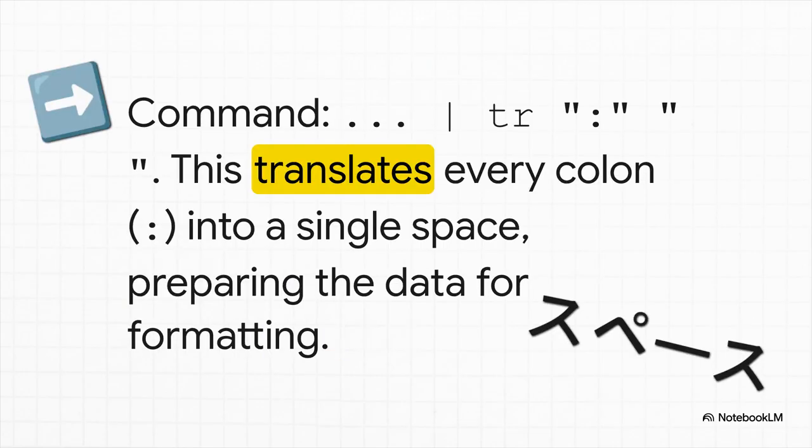All right, our list of active users now flows down the assembly line to the next station, tr. tr stands for translate. And we're giving it a very simple job. Find every single colon and translate it into a single space. This just breaks up the data and gets it all prepped for our next step.